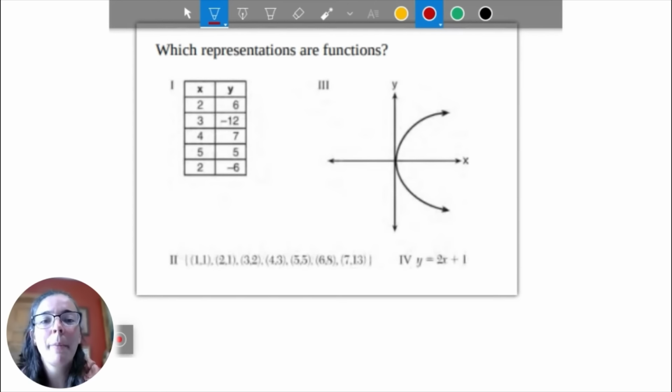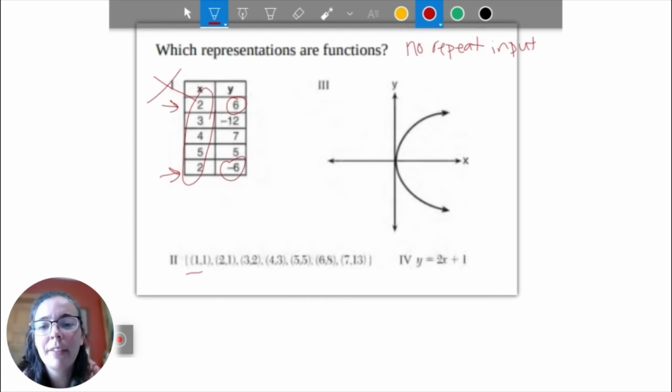So function means that there are no repeat inputs. So the input is the x value. You need to make sure the x does not repeat. Okay, so if I'm looking at a table, does the x repeat here at all? Well, I do see 2 twice with 2 different y values. So that means that that is not a function.